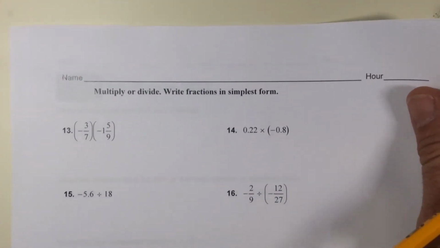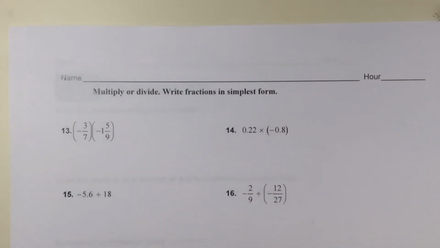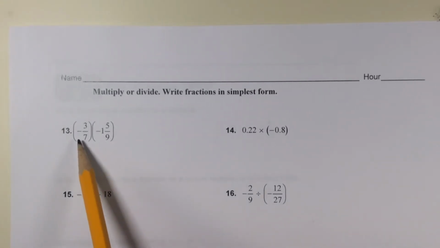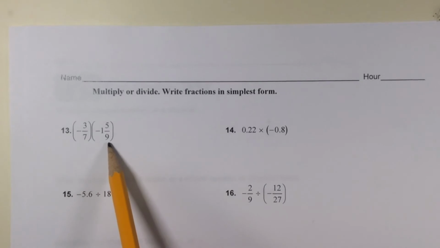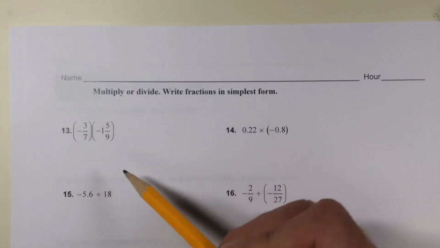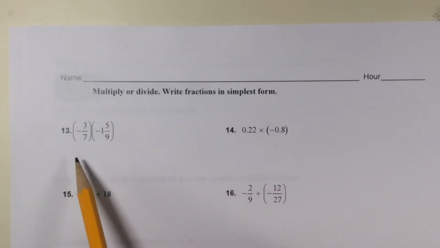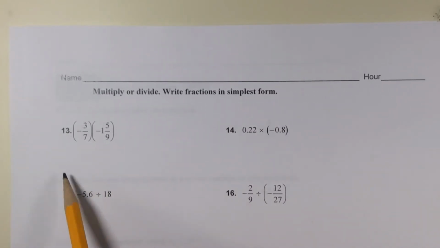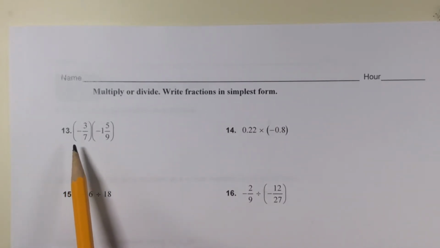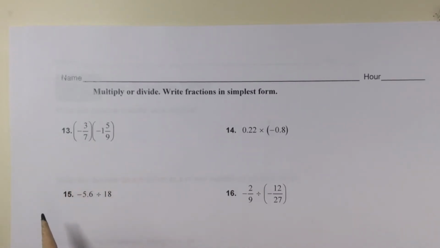Number 13, multiply or divide, write fractions in simplest form. So first, turn these both into fractions. This one already is. This is an improper mixed number, so turn it into an improper fraction. And then it's just fractions. Multiply across the top, multiply across the bottom. And remember your sign rules. When multiplying, same sign, positive.